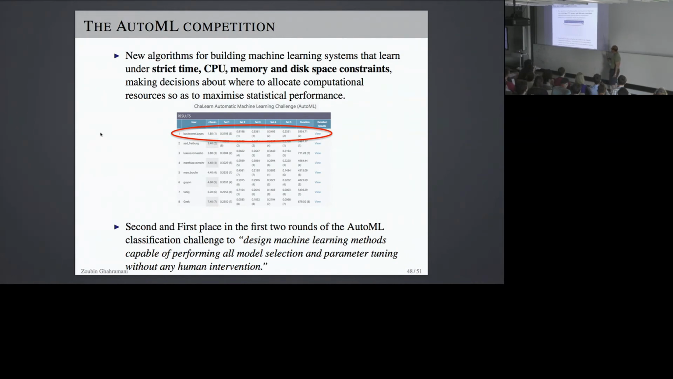Okay? And this was also motivated by the AutoML workshop and the AutoML competition. That competition is to design machine learning methods capable of performing all model selection and parameter tuning without any human intervention, which is a good challenge. Okay. So essentially, that sort of thing works pretty well, and I can show you a video of that.